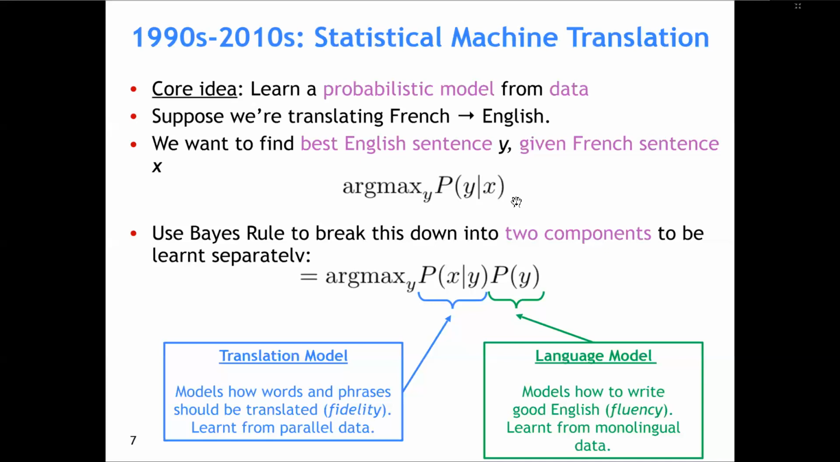And using Bayes rule, we can decompose this probability into two components. So again, we are still finding the best Y, but we can use Bayes rule to transform it into the probability of X conditioned on Y, and also the likelihood of Y. The P(Y) is basically the language model.